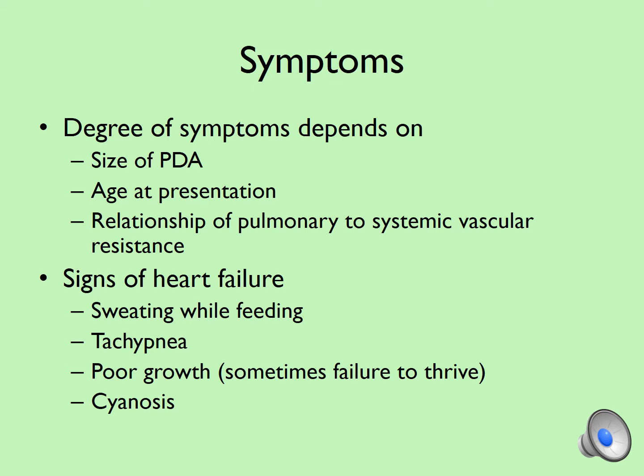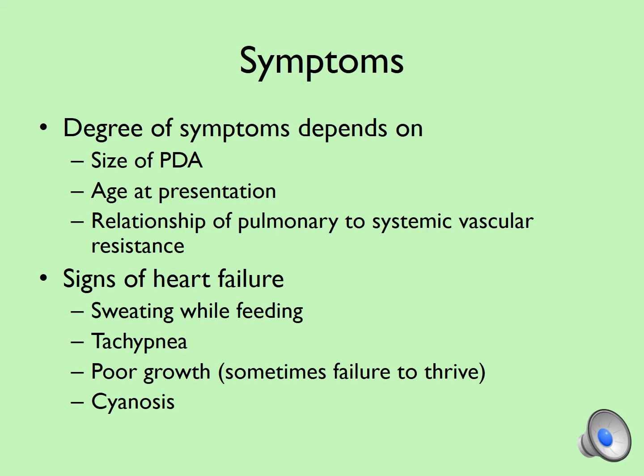So some of the symptoms that we might see in a patient that has a PDA really depend on the size of the PDA, the age at presentation, and the relationship of pulmonary to systemic vascular resistance. So if the PDA is really large, we might hear a murmur. If the PDA is really small, we might not even have any symptoms at all, or any presenting symptoms in the patient.